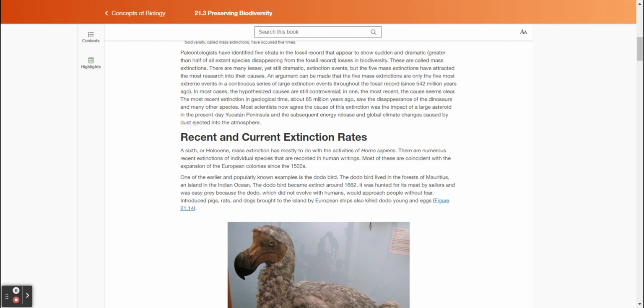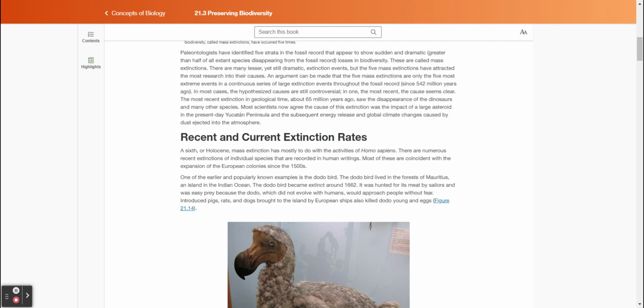The most recent extinction in geological time, about 65 million years ago, saw the disappearance of the dinosaurs and many other species. Most scientists now agree the cause of this extinction was the impact of a large asteroid in the present-day Yucatan Peninsula and the subsequent energy release and global climate changes caused by dust ejected into the atmosphere.